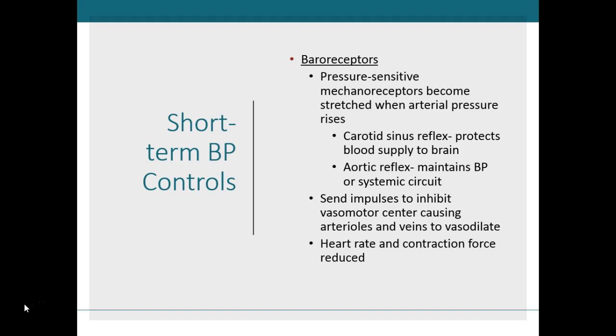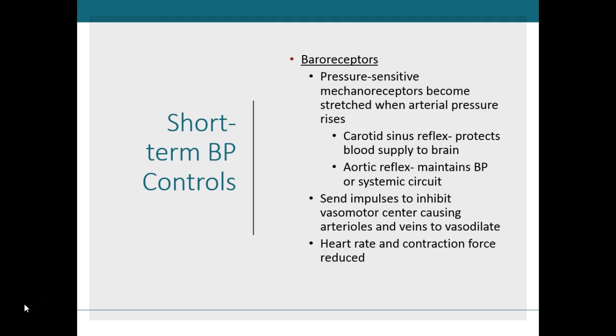When an increase in pressure is detected, on the other hand, those baroreceptors are going to send impulses at a faster rate. So the cardiovascular center responds by doing just the opposite. It's going to increase the brake, the parasympathetic stimulation, and decrease the accelerator, the sympathetic stimulation. This is going to cause a decrease in heart rate and a decrease in the force of contraction. So what's that going to do? It's going to decrease cardiac output.